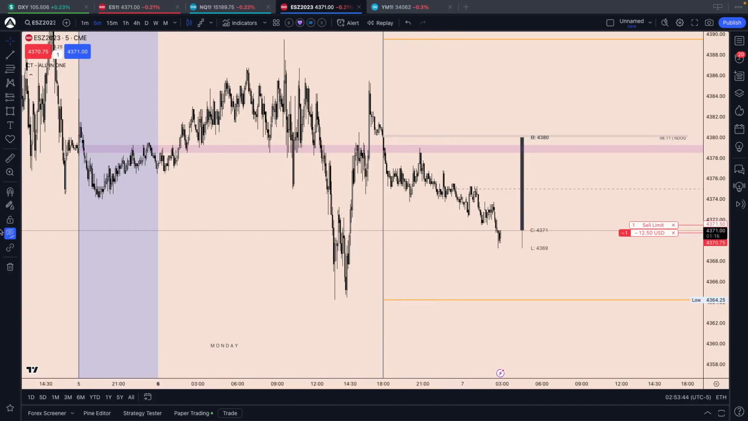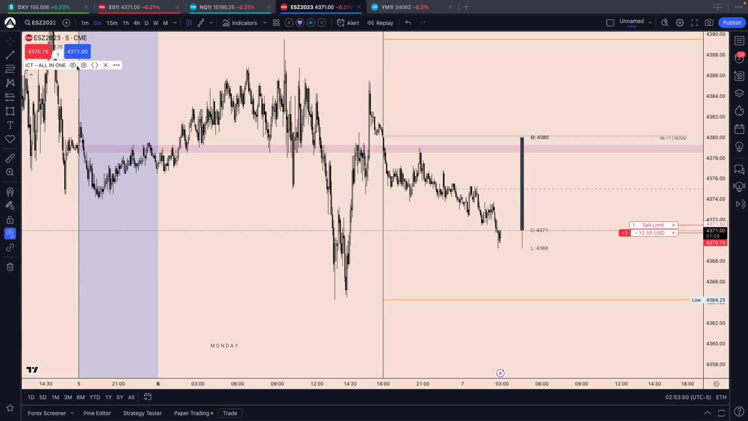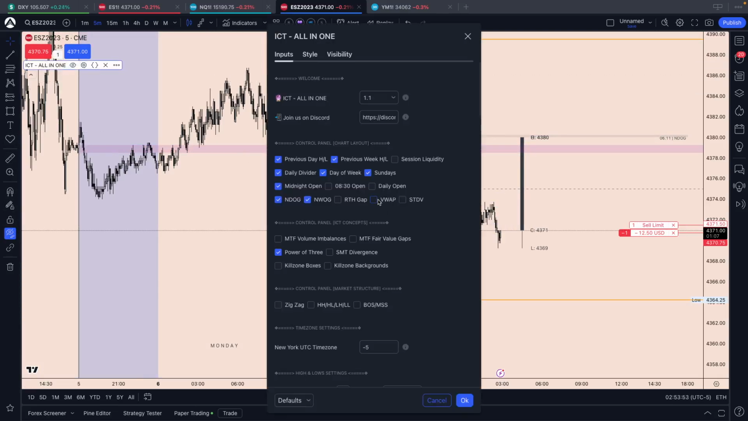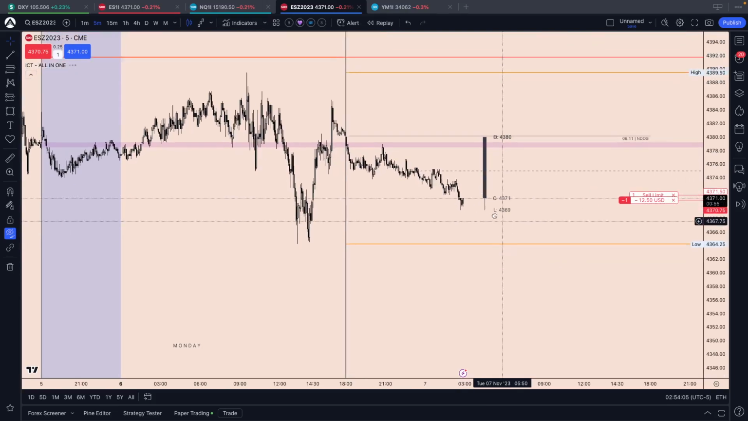Yep, we still have our drawings on our chart, doing the exact same thing. Turn on the VWAP here on the ICT All-in-One as well. The daily open, we do not need that. We get that from our power of three indicator. Standard deviations, let me quickly take a look at those.